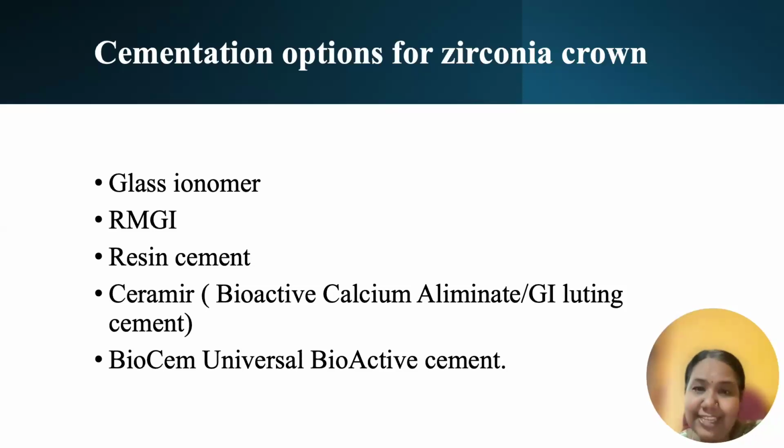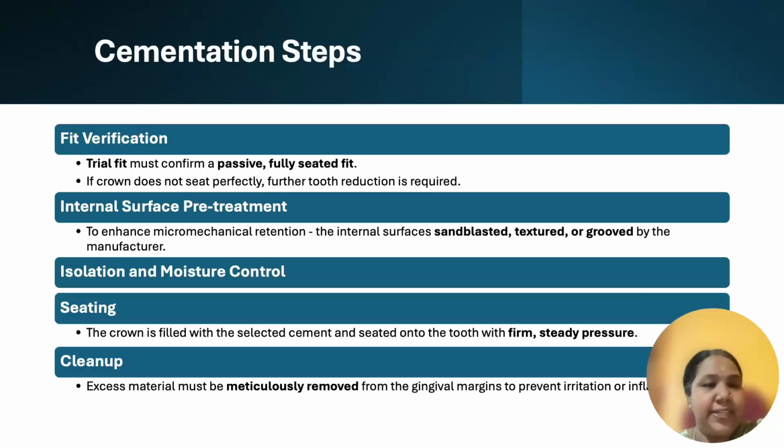But they are very technique sensitive and require good isolation protocol. So remember that. We also can use bioactive cements, with which there has been some work. And conventional glass ionomers may sometimes be used, though it is not very ideal because it provides lower bond strength, right? So what are the steps in cementation?